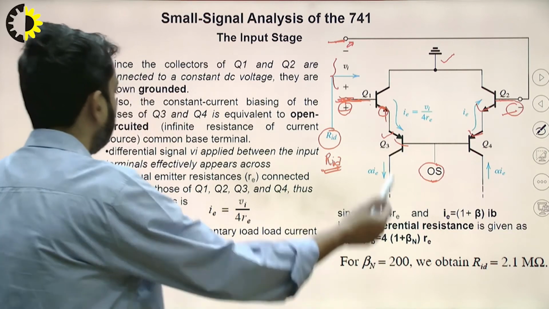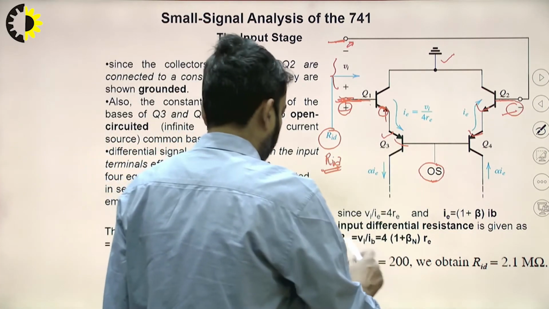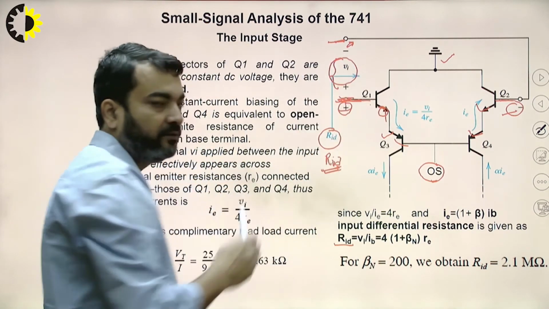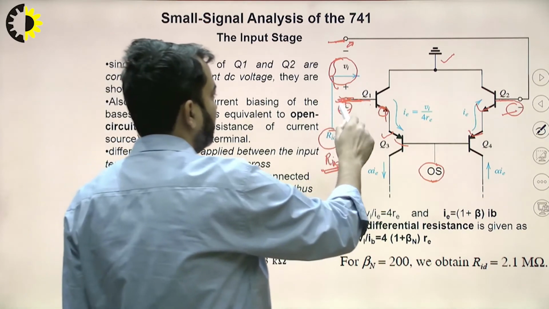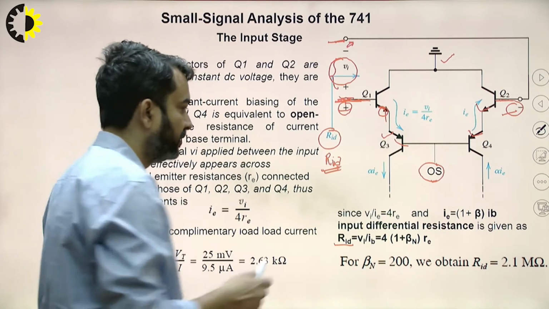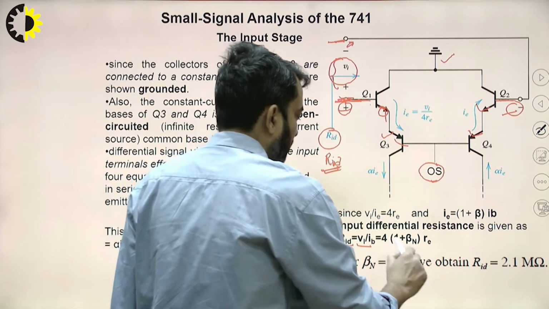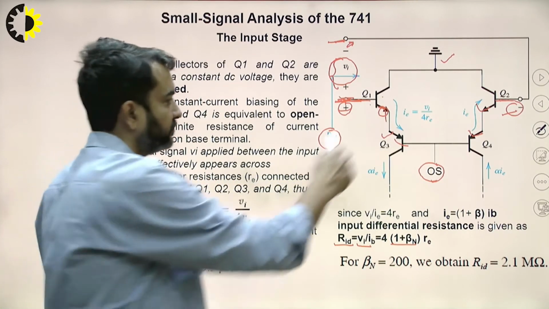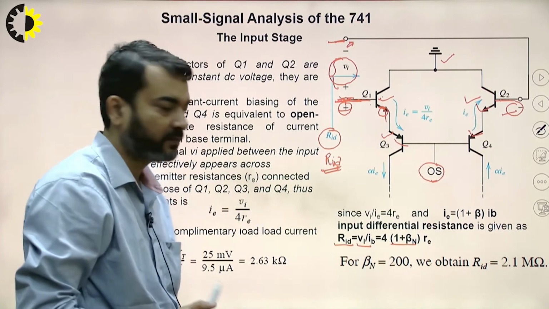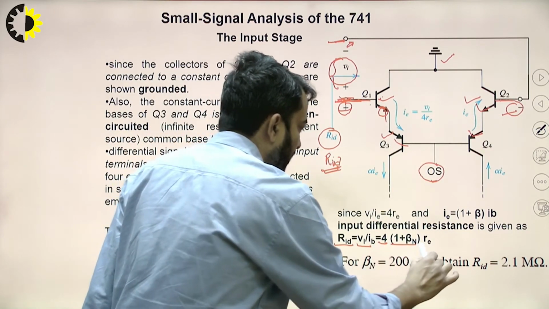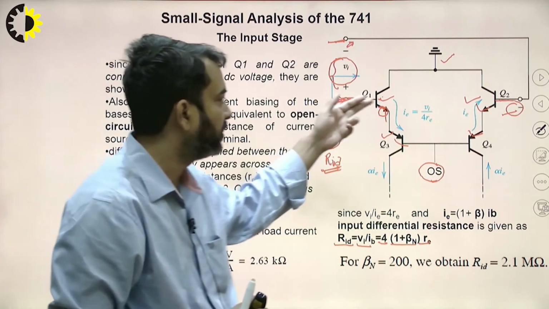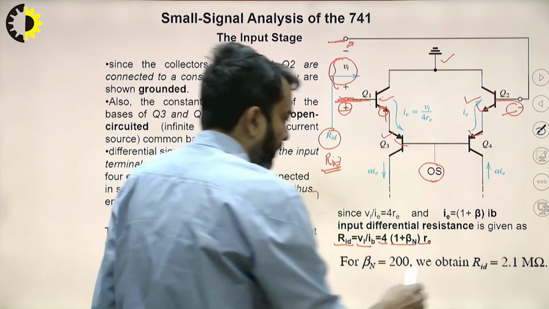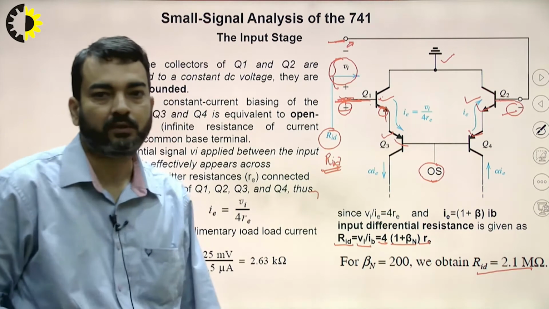So here we have obtained RID, which is nothing but the applied voltage divided by the supply current, let's say the base current. So this is equal to 1 plus beta n, the beta of this NPN transistor Q1 or Q2, multiplied by 4 re. We have a total of 4 small re resistances, so 4 re. Solving this, we have obtained RID equal to 2.1 mega ohm.